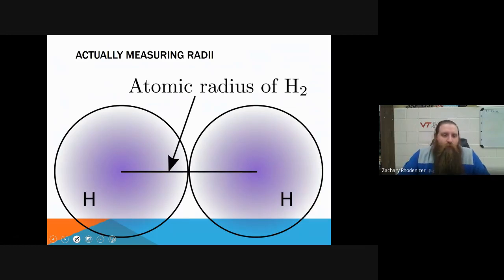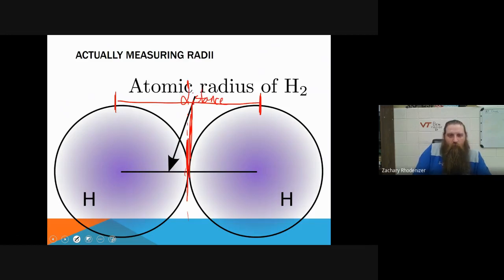So this would be an example of how you would measure the distance between 2 hydrogen atoms. You get them together, you measure the distance right from here to there. That's our overall distance. Obviously, in the middle, 1/2 times distance would equal the atomic radius.